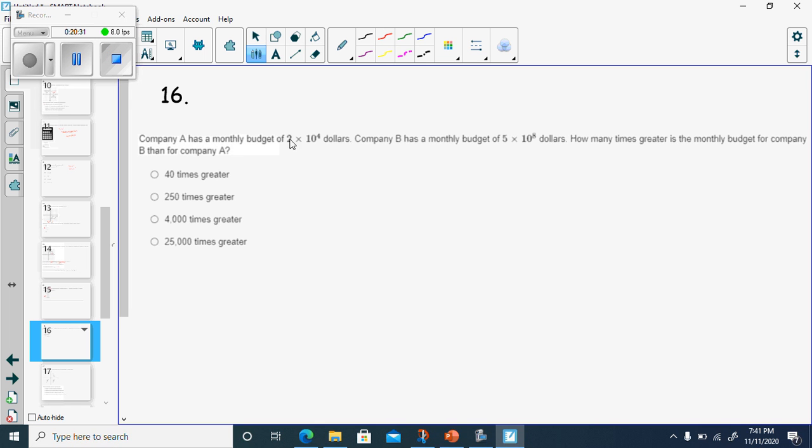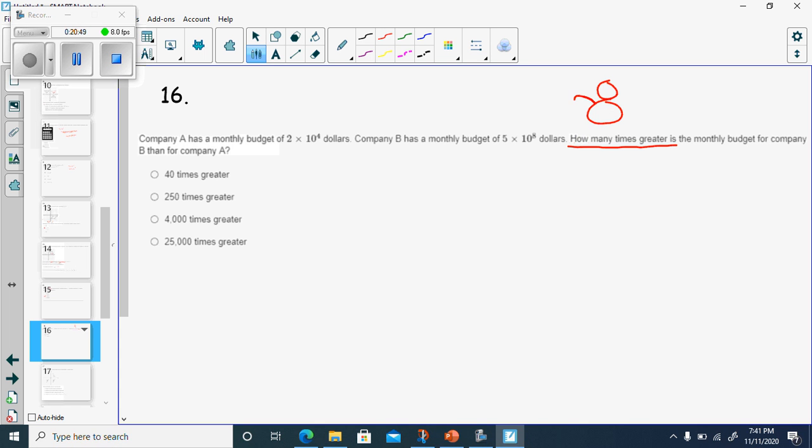Company A has a monthly budget of 2 times 10 to the 4th dollars. Company B has a monthly budget of 5 times 10 to the 8th dollars. How many times greater? We talked about this. If it says how many times greater is something, what do you do?